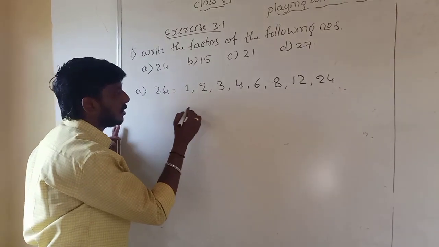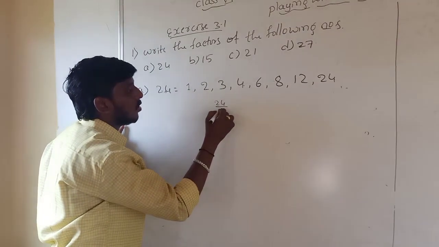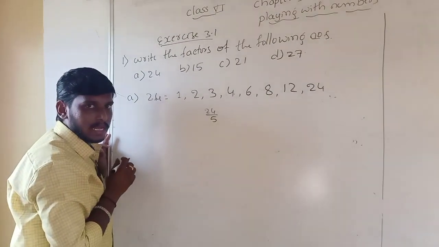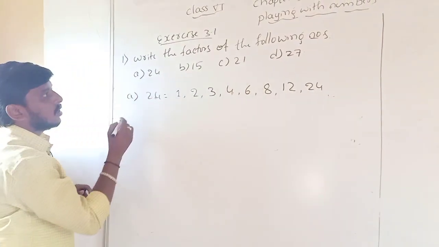So one more example, I will take: 24 is not divisible by 5. That's why 5 is not a factor of 24. Okay, got the idea? So next one, B.